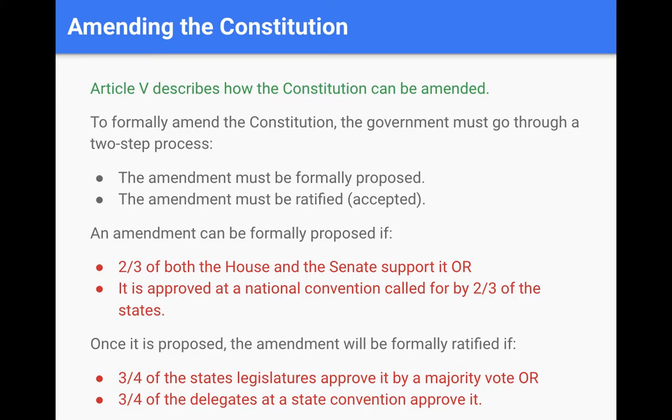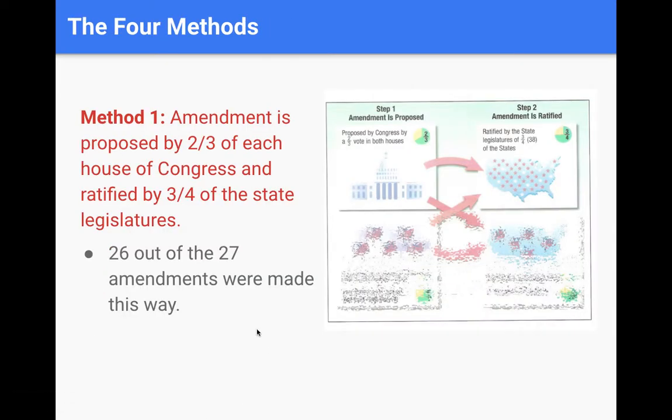Okay, and really, there's two things to remember with this. When it comes to the proposal side of things, it's going to take 2/3 support in order to be proposed. And then once it's been formally proposed, it's going to take 3/4 of the states to get behind it. But there's two different ways in both the proposal side and the ratification side that can happen, giving us a total of 4 different methods. So let's talk about those individually and see how often they've been used.